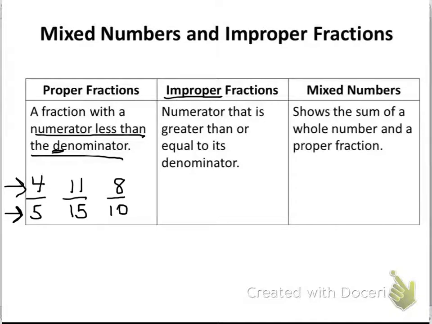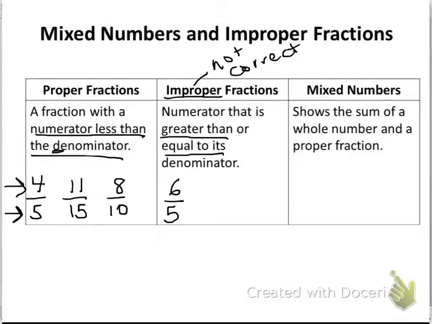When something's improper, it means not correct. So improper fractions are fractions that are a little bit funny or not correct, where the numerator is greater than or equal to its denominator. That looks a little bit funny. So it would be something like this. 6/5 is an improper fraction. It's improper because this 6 is bigger than the 5.